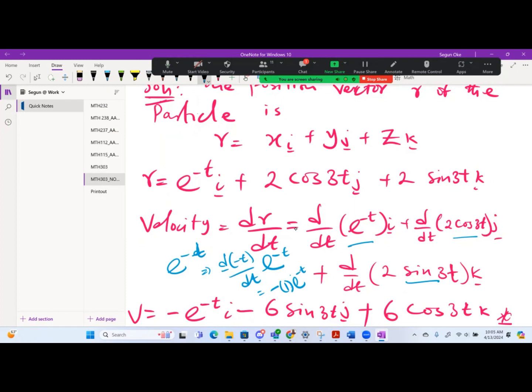Then you do this one. When you differentiate cos 3t, we give you minus 3 sine 3t. So -3 times 2 will give you 6. Then when you differentiate sine, we give you 3 cos 3t. 3 multiplied by 2 will give you 6 too. So that is what we did. Is that okay? Yes, sir. Thank you, sir.